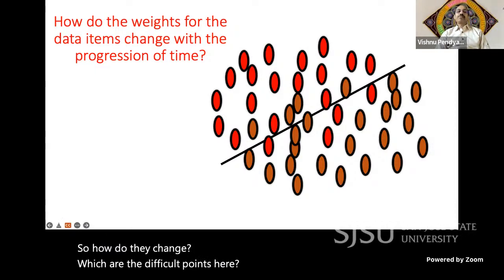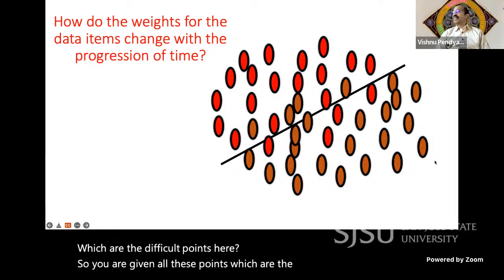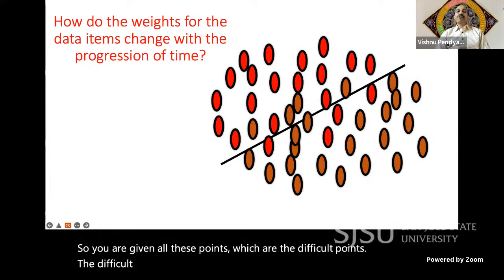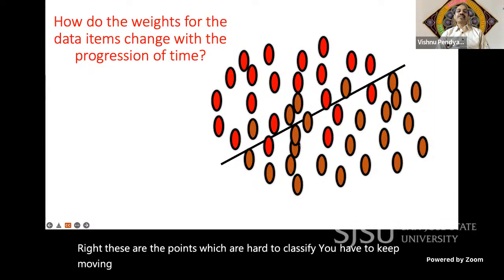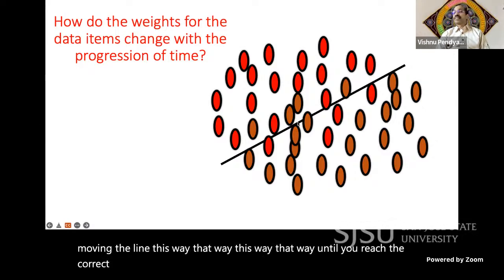So you are given all these points. Which are the difficult points? The difficult points are near the boundary, right? These are the points which are hard to classify. You have to keep moving the line this way, that way, this way, that way, until you reach the correct one, you minimize the loss, right? So these are the difficult points.